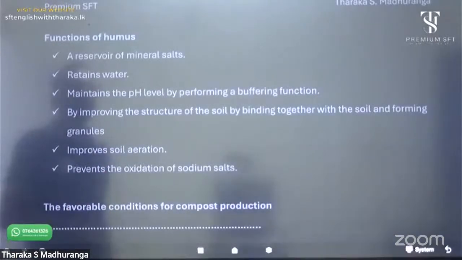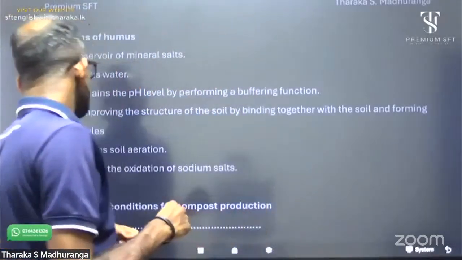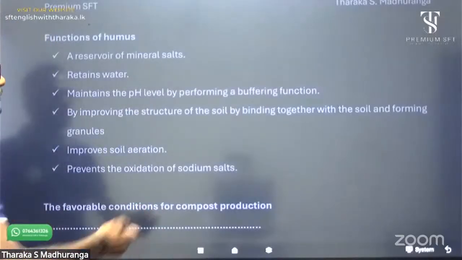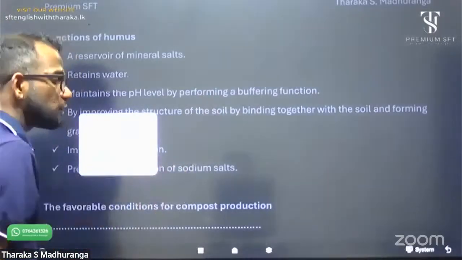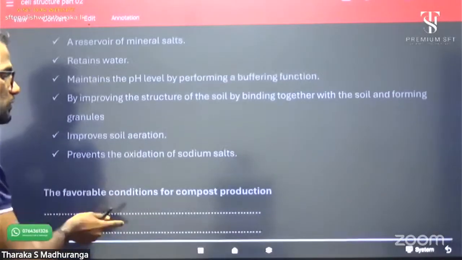The functions of humus: it is a reservoir of mineral salts, it retains water, and it helps maintain the pH value of the soil. It improves soil structure by binding together with soil, forming granules, improves soil aeration due to the structural development, and prevents oxidation and sodium salt.